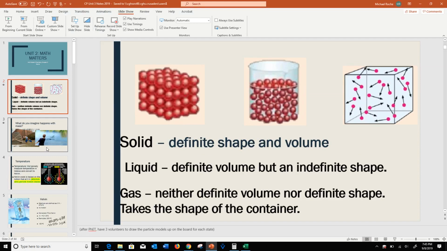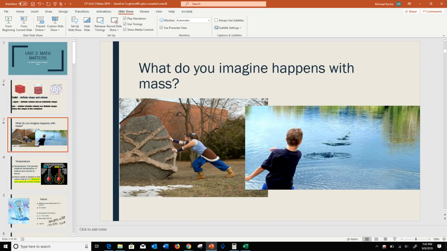So the bigger the object, the harder it is to push around. So it would take more energy, more heat to move bigger objects than smaller objects. Here's a little stone that the kid can throw, but here's a giant rock that this woman is pushing with a beard. I think that's a woman.